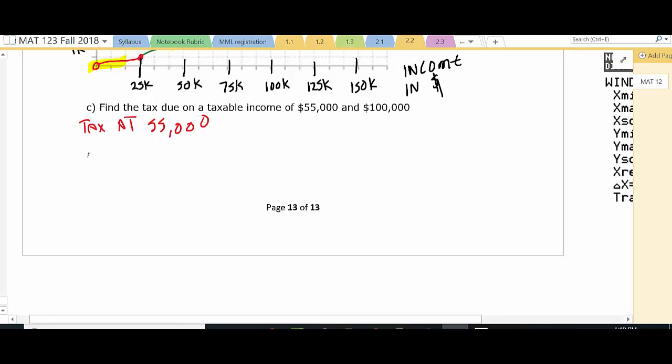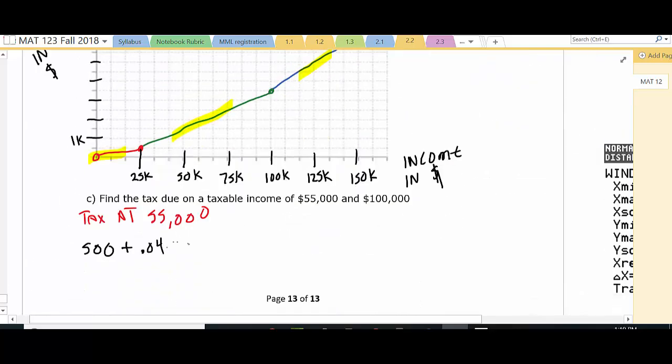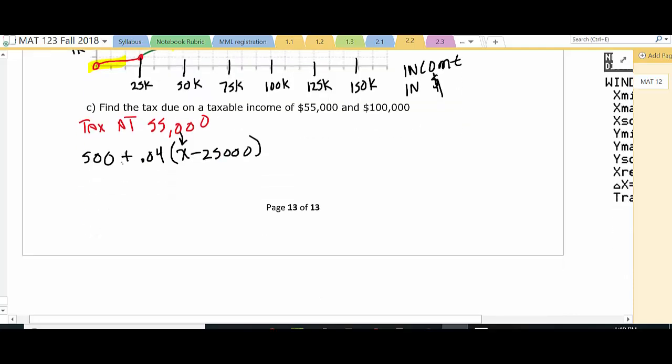So let's write that down. It would be 500 plus 0.04 times x minus 25,000. Okay, and then what you're going to do is plug in the 55,000, and we'll just do this on the calculator. So you'll do 500 plus 0.04 times 55,000 minus 25,000 like that. The difference between that is 30,000, and then just do that on your calculator.